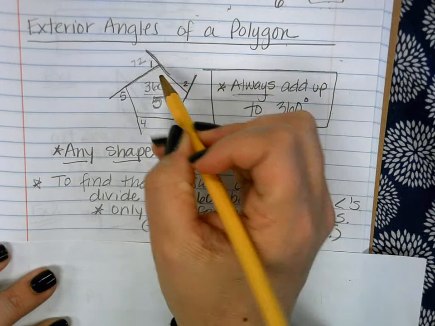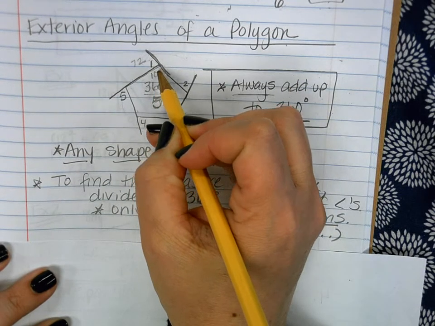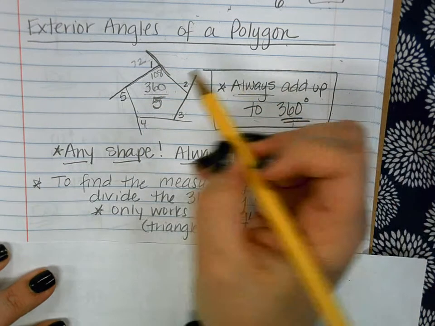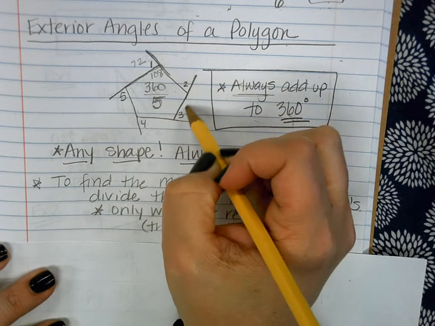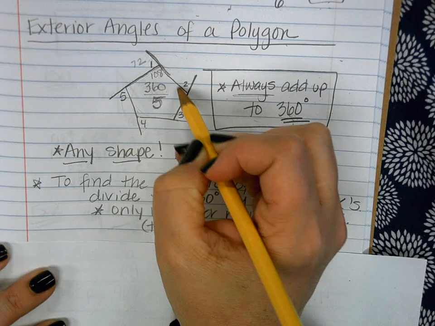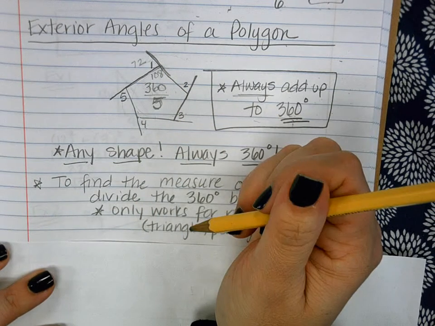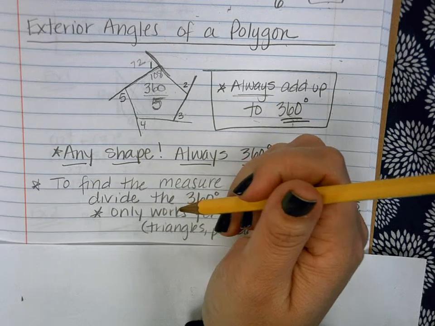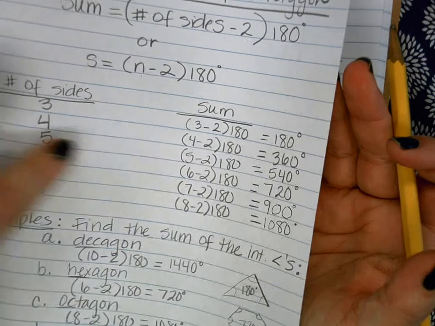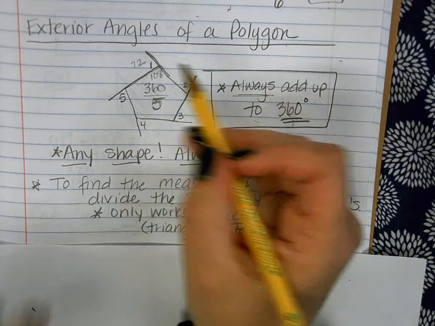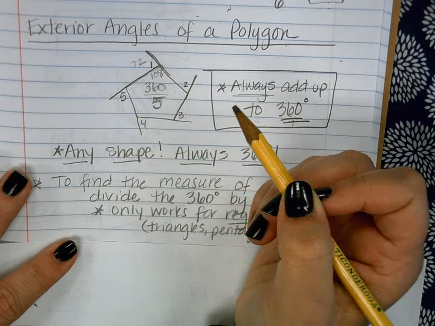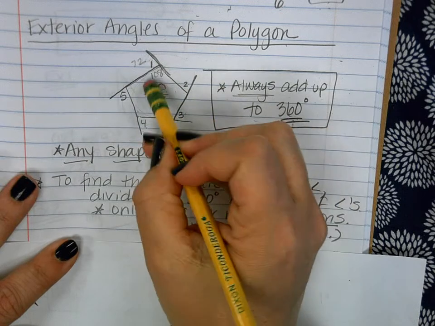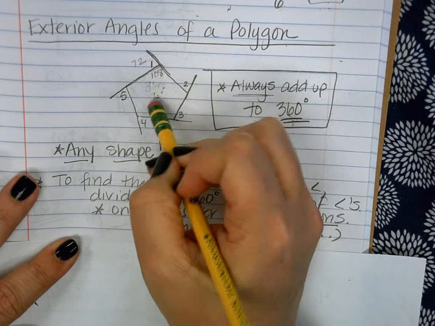So that means this has to be 108, right? Because that's supplementary. 72 plus 108 is 180. And 180 times 5 equals 540, which is what we said was our total, if you look back on the page, for a pentagon, it was 540. Isn't that cool? So 108 times 5 equals 540. It's kind of like working backwards. Just a little thing. You don't need to write it down, but if you want to know.